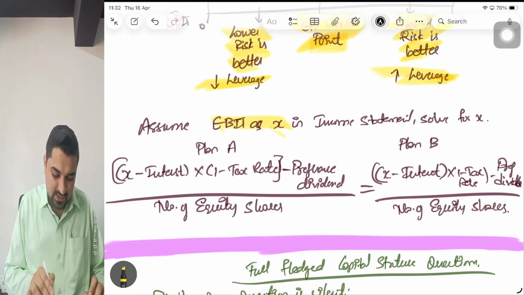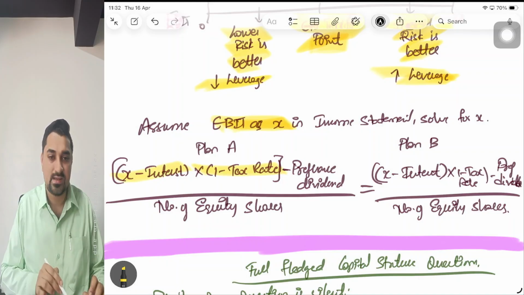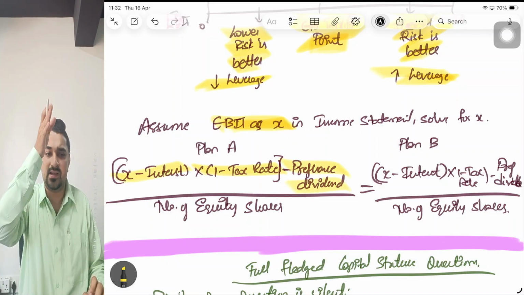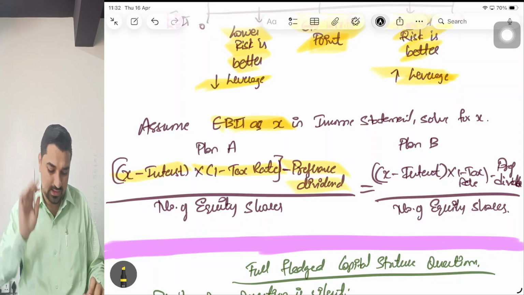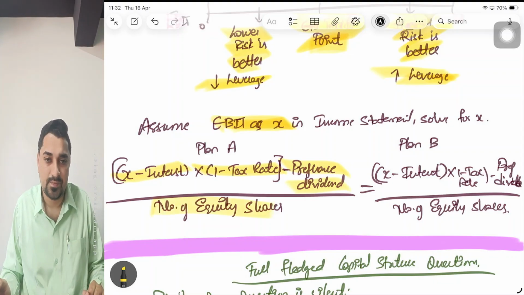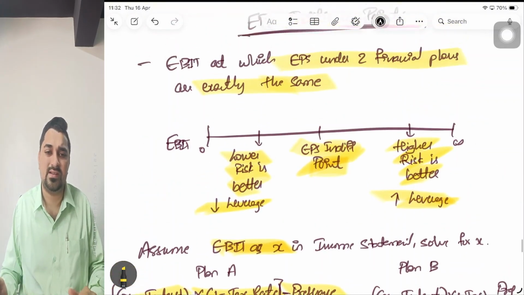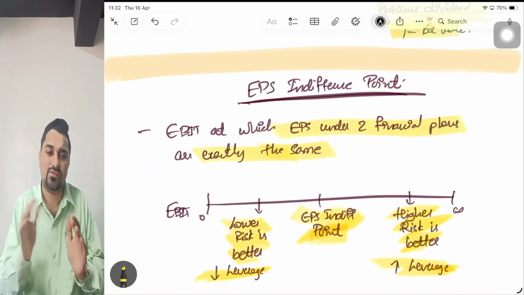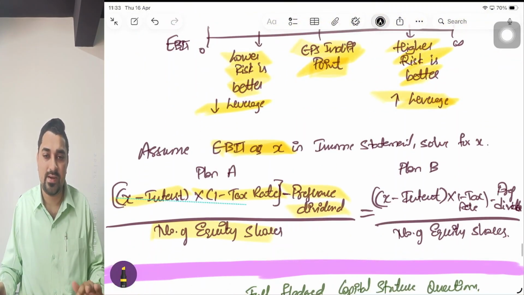What I have done is assume EBIT as X, then (EBIT minus interest) into (1 minus tax rate) minus preference dividend, exactly your profitability statement. Rather than putting it vertically, I am putting it horizontally, correct? Divided by the number of equity shares, that will give you EPS. I am equating the EPS. Now, what is the EPS indifference point? It is that level of EBIT at which my EPS under two financial options is the same. So I am equating that with plan B.